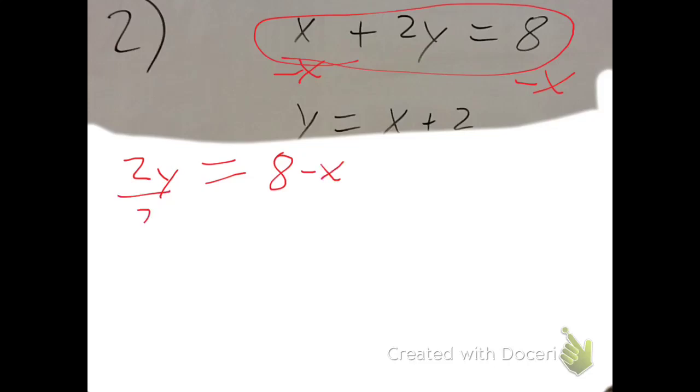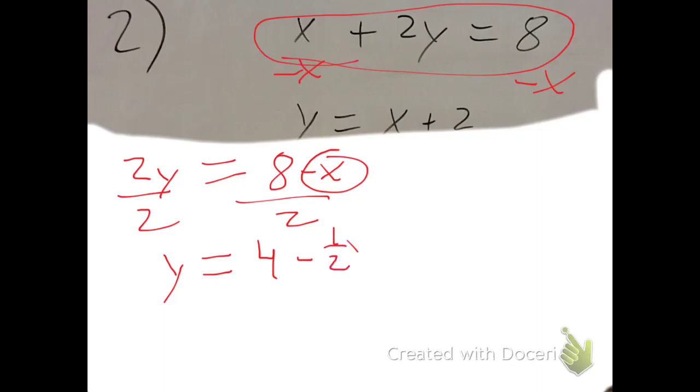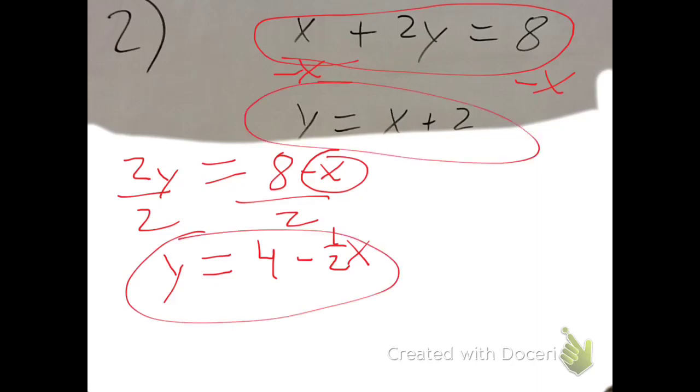I'm going to divide both sides by 2. Remember, you have to divide every piece of it by 2. So I'm going to get 4. 8 divided by 2. And when you have nothing with your x, it's 1x. So it's 1 over 2x, or 1/2 x. So this is my line, and here's my other line. I need to graph both of them.